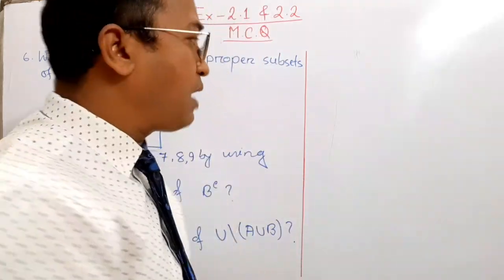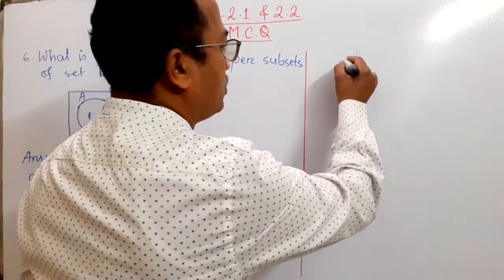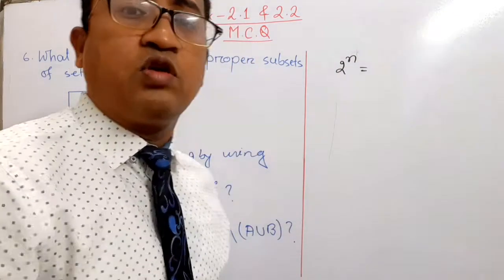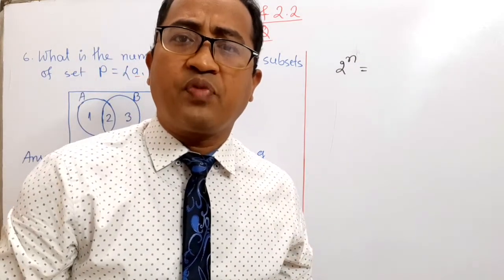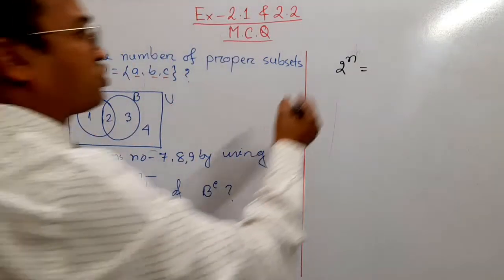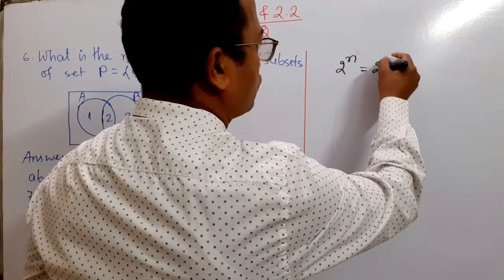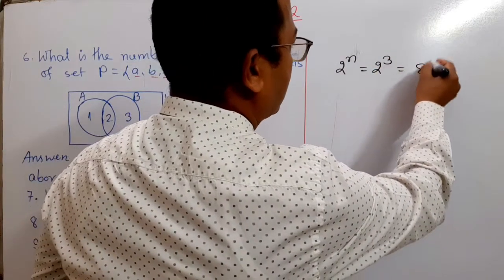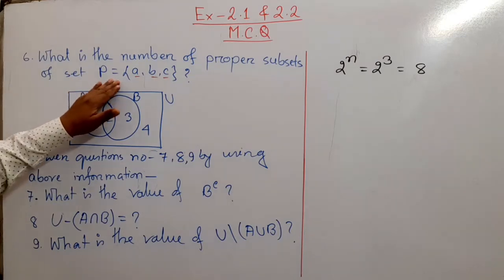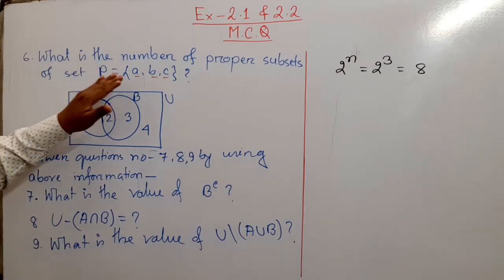We know the number of subsets of a set is 2 to the power n, where n is equal to the number of elements of that set, and there are 3 elements. So the value of n is 3. So 2 cubed is equal to 8. So the total number of subsets of this set is 8.